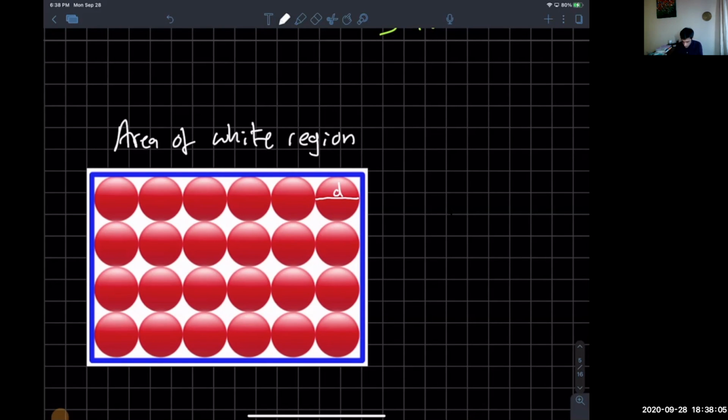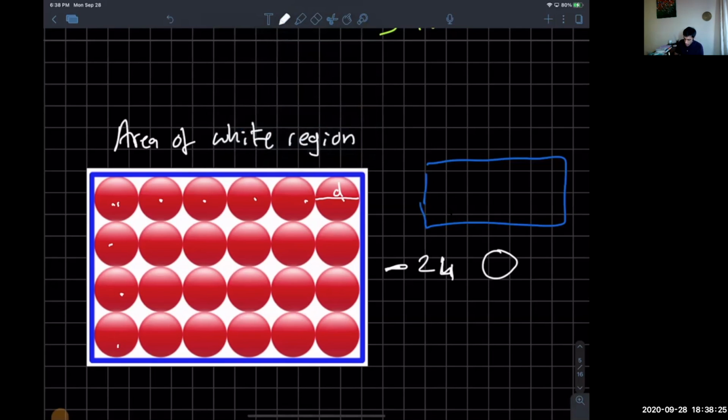Yeah, so many of you are noticing that there's 1, 2, 3, 4, and 1, 2, 3, 4, 5, 6, so 6 and 6, 12, 24 circles. So there's 24 circles. And you are noticing that to do this, you need to do the big blue box minus the 24 circles, right? Now the question you may struggle with is what is the dimension? What's the width and height of this box?